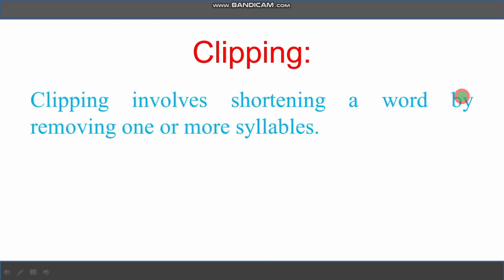Okay, next is clipping. Clipping involves shortening a word by removing one or more syllables. Now, in the first, we combined two words and we made a new word. That is our compounding. Second one was blending. We took some part of words, some syllables of words, and we combined them to make a new word. Third one is clipping. In clipping, it involves shortening a word by removing one or more syllables. In this we remove syllables of words, like we have the examples.